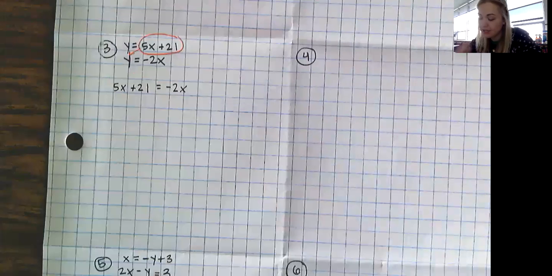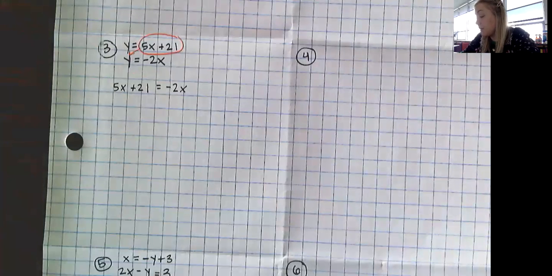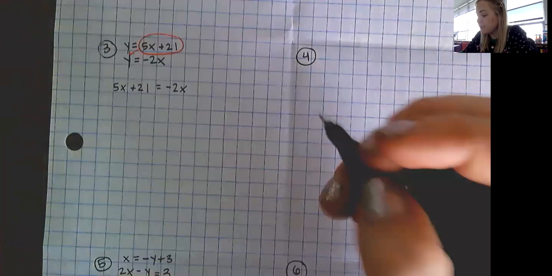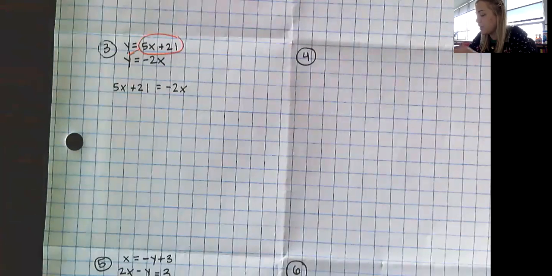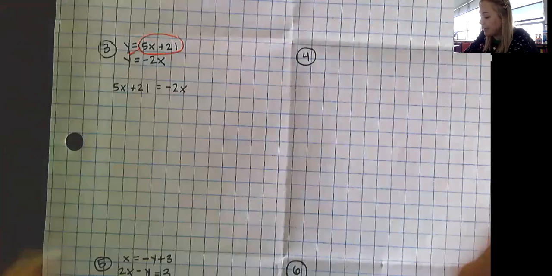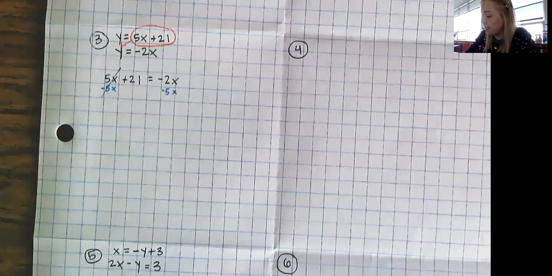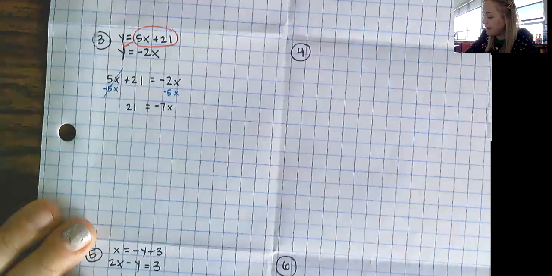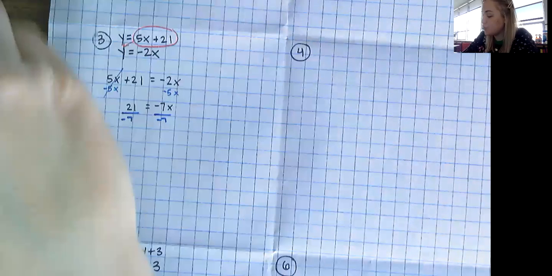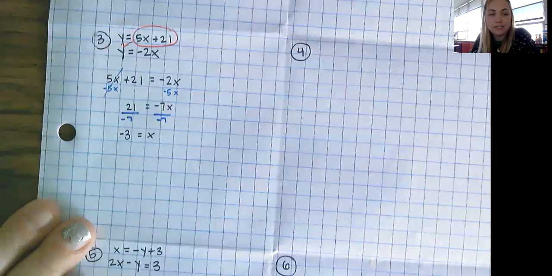Okay, now I'm going to solve this for x. So the first thing I want to do is get all the x's to the same side. So I am going to subtract 5x from both sides here, and I have 21 equals negative 7x. Then I can divide by negative 7, divide by negative 7, and 21 divided by negative 7 is negative 3 equals x.